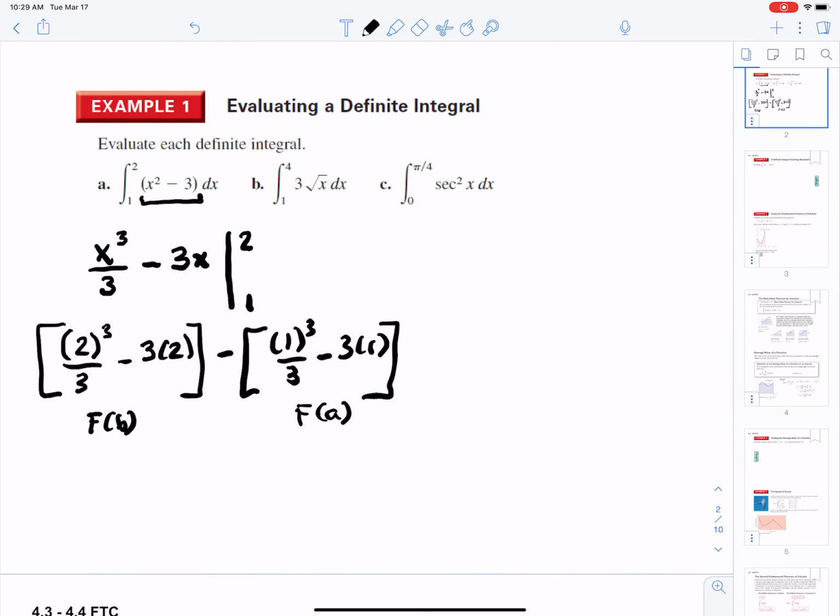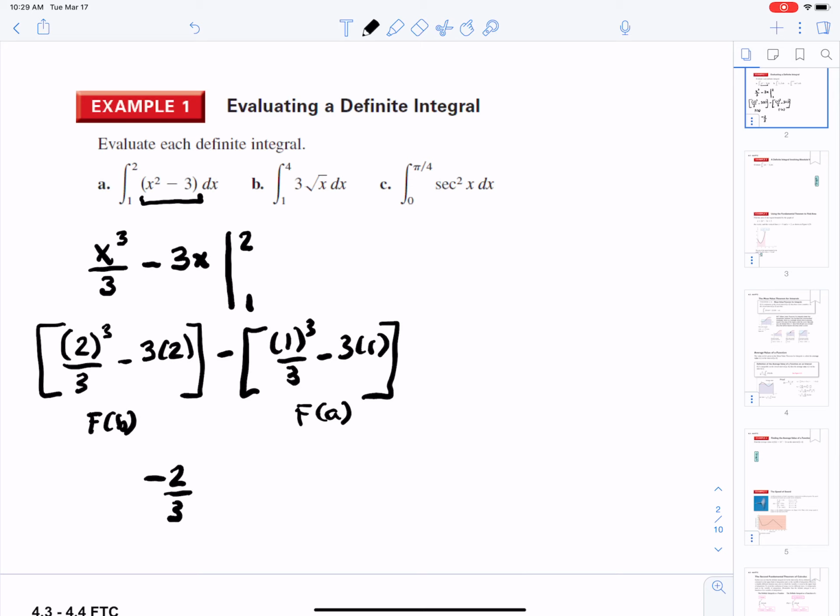And when I work out this value, I'll just use my calculator really quickly because obviously I can't do simple math. So 2 to the power of 3, divide by 3, minus 6, minus 1 over 3, minus 3, and this looks like when you work it out you'll get a negative 2 over 3.